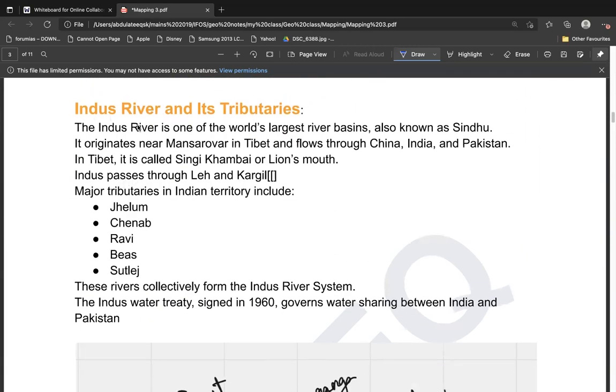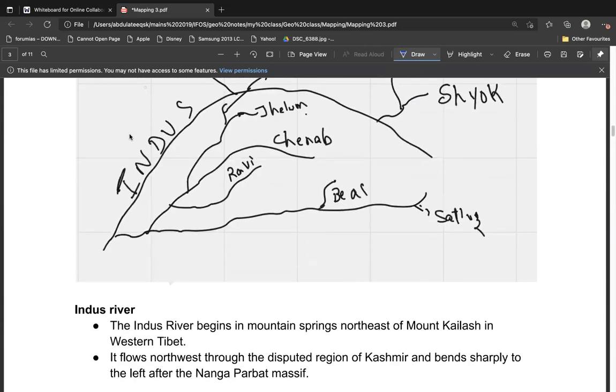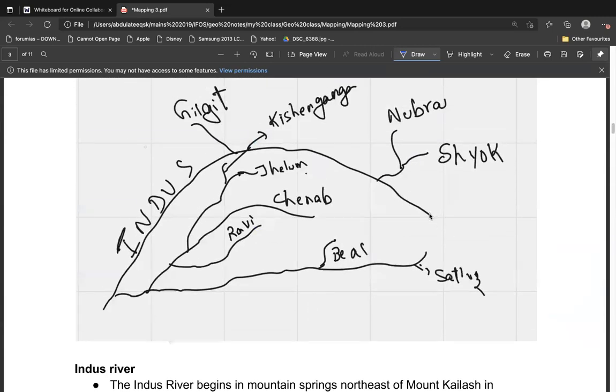Indus River and its tributaries. See here, I have given you this. See this Indus River that is originating in the Kailash mountain ranges of Tibet. It moves like this, and then it travels toward the south. I have tried to give the tributaries. See the right bank tributaries. You need to just know, okay, Gilgit is also a tributary of the Indus River, and see Nubra is a tributary of the Shyok River, and Shyok is again a tributary of the Indus River.